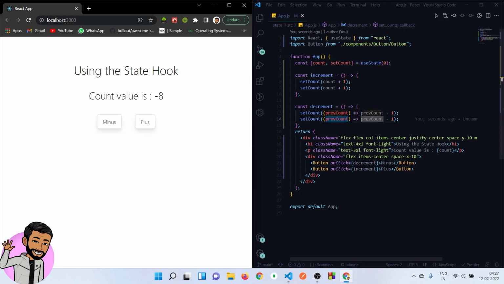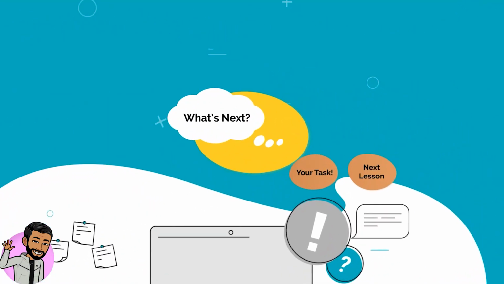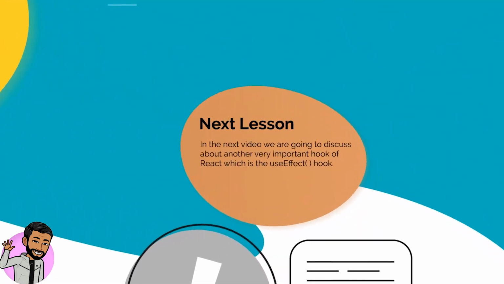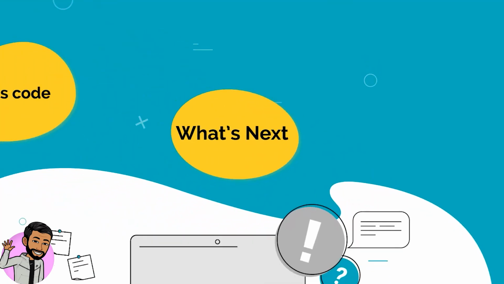We can do it for the increment also, and that will be a much better way of incrementing or decrementing the count values. Now your task is to build your own counter component where you can increment and decrement the counter value and also change the color of the title whenever it is hovered. Also, I would recommend you go through the React docs and read about the useState hook. In the next video, we are going to discuss another very important hook of React, which is the useEffect hook. Till then, bye bye, take care.